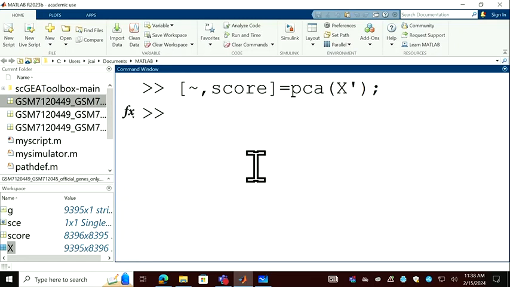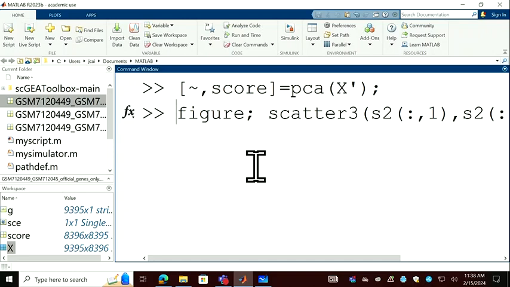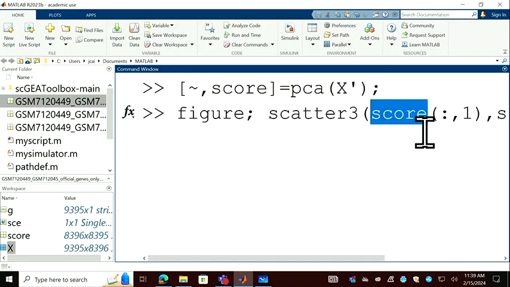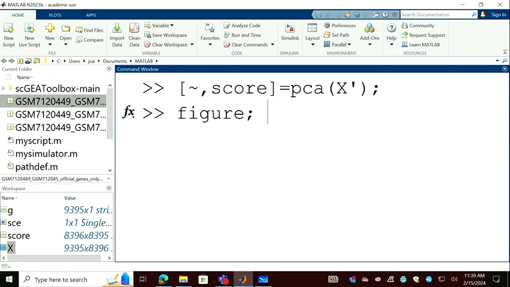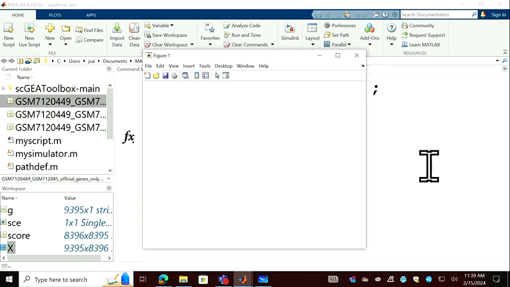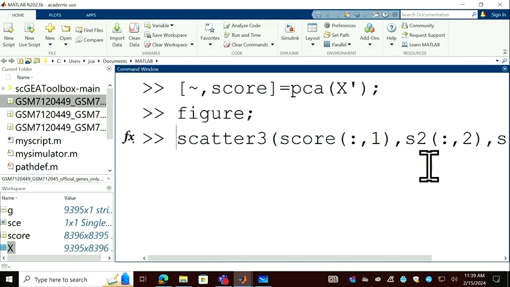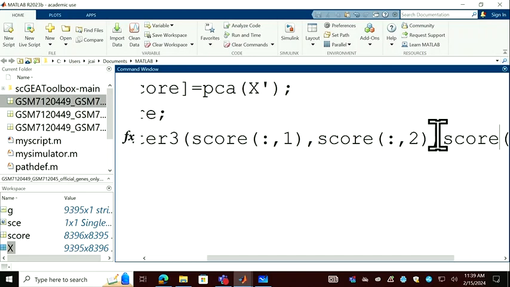Okay. Now you should be able to do the same thing here. Remember this score? Okay. Make it shorter. I start a figure and then scatter. I'm doing the 3D. 1, 2, 3.